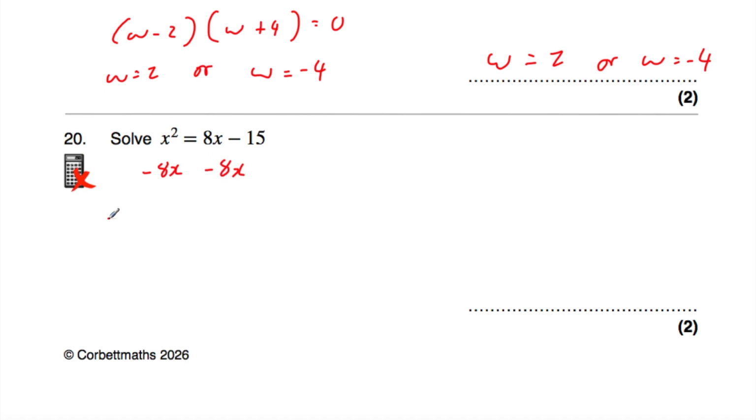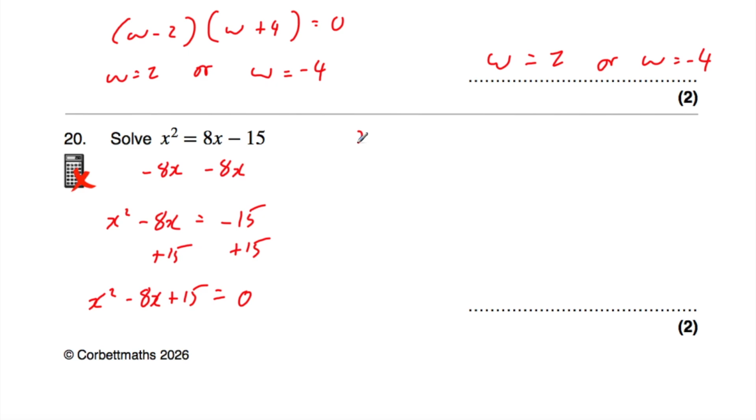So on the left-hand side, we had x squared, and we're taking away 8x, so it's going to be x squared minus 8x. And on the right-hand side, we had 8x minus 15. We're taking away the 8x, so we're going to be left with minus 15. Okay, that's great. Now we want it to equal 0 on the right-hand side, so we're now going to add 15 to both sides. So on the left-hand side, we're going to have x squared minus 8x plus 15. On the right-hand side, that's equal to 0. So that's fantastic. Now we just need to factorise the left-hand side.